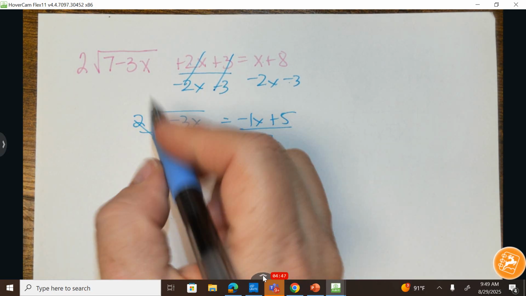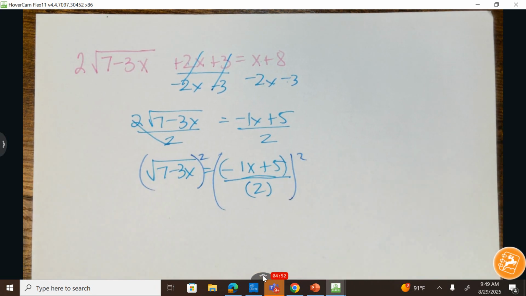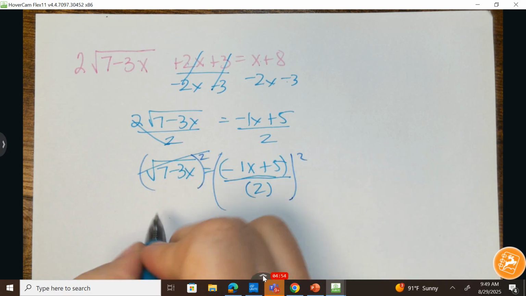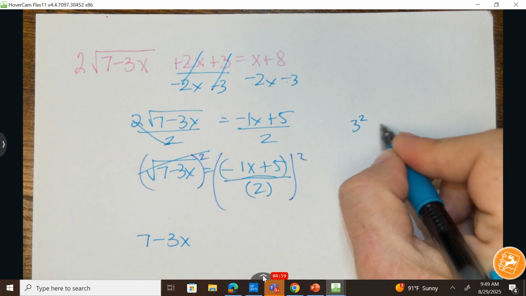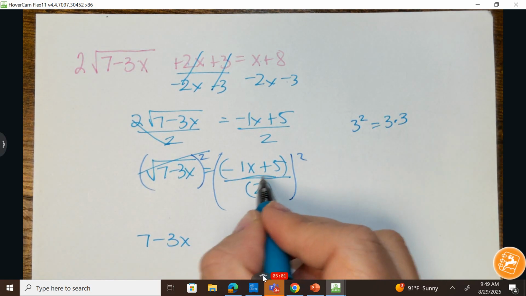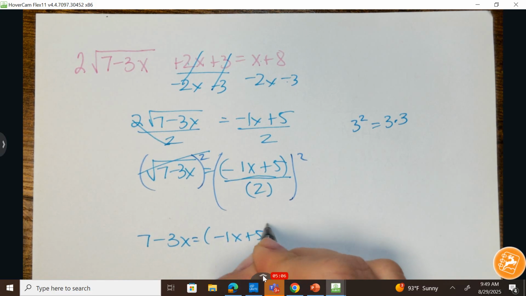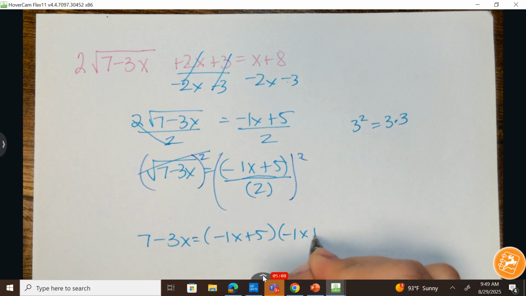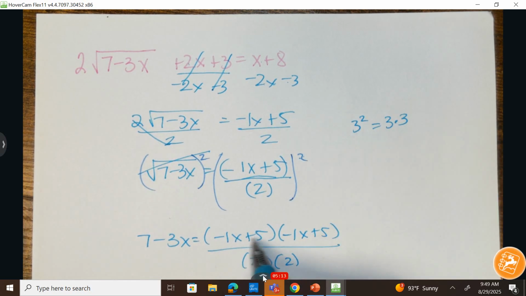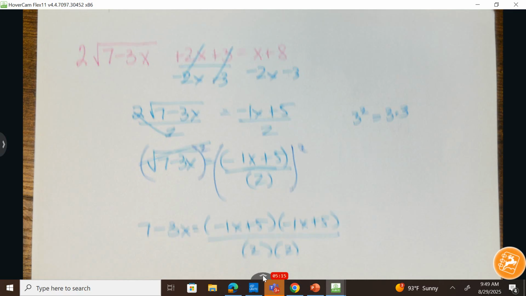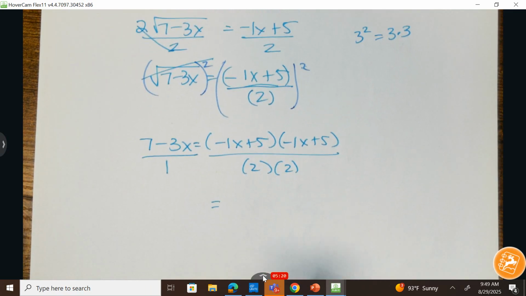I now want to remove the square root, so I'm going to square the left and the right. On the left, I'm left with 7 subtract 3x. Just as a quick reminder, if I said 3 squared, you know that's the same as 3 times 3. So when I square this amount, it means I'm going to take the numerator times itself twice. I'm going to take the denominator times itself twice. Just like if this was a 3, I would take it times itself 3 times, and I'd take this times itself 3 times. Remember, we can write 1 on the bottom of any value, and it doesn't change the value.